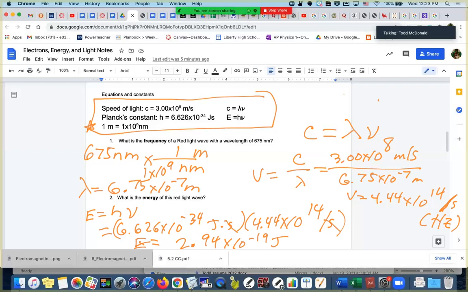Before, I forgot to mention the units for speed of light over the wavelength, back up here in the previous problem. Meters does cancel with meters. That's why you end up with this per second.